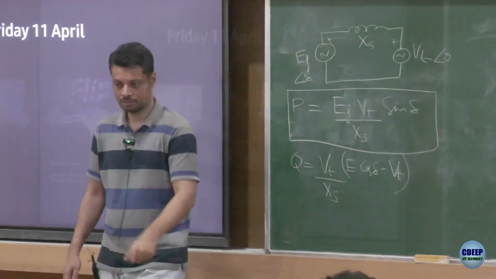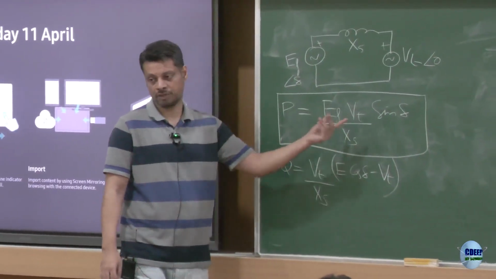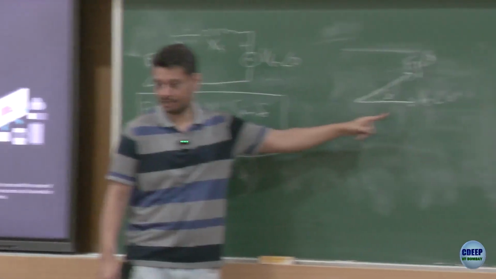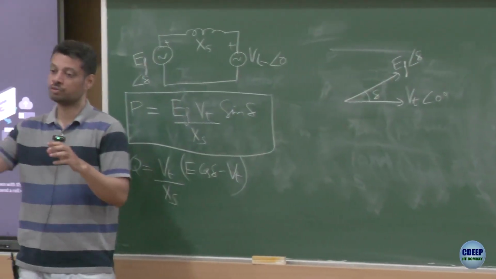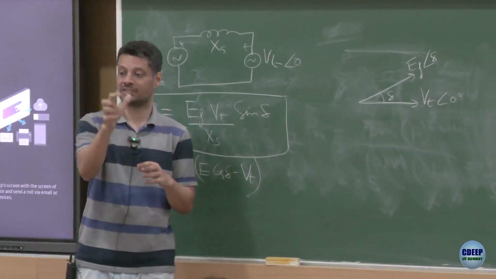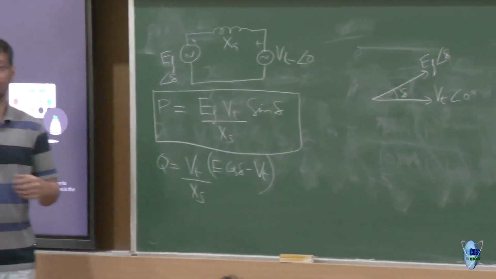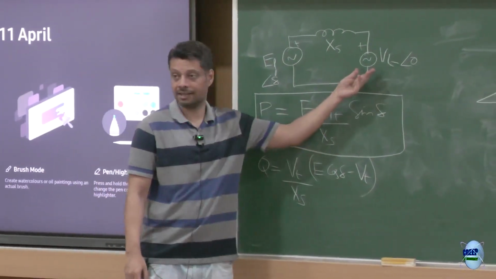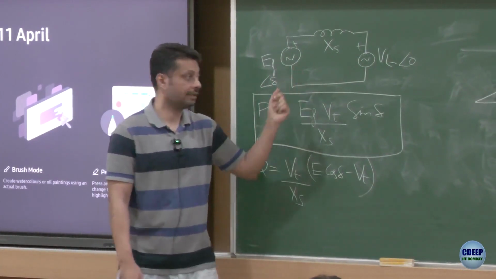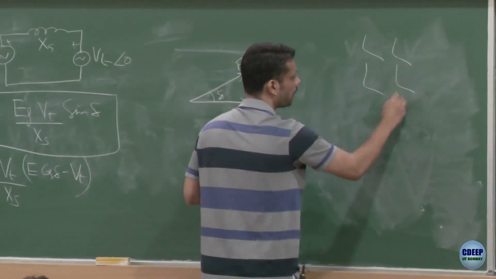What is your doubt? Okay. So in this case, P is positive if delta is positive, right. If delta is positive means Ef is leading Vt. So the source which is leading will supply active power to another source which is lagging. Okay. Now imagine if this is your grid and this is an inverter connected to a battery. So this left side is something like this.